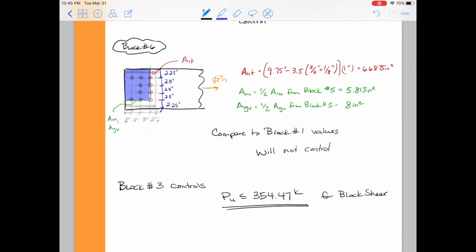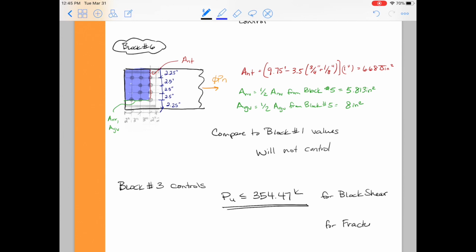Once we completed all the blocks, we just need to go back and see which of the 6 blocks controlled for block shear. We found that to be block number 3. Block number 3 had a capacity of 354.47 kips.